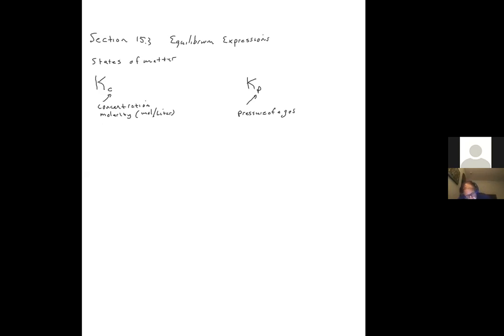You can use Kc or Kp if you have a gas, but if you don't have a gas, you can't use Kp. Kp is only valid for gases. So it's used for gases. Okay. Now, how does this work? Very simple. Again, double arrow.